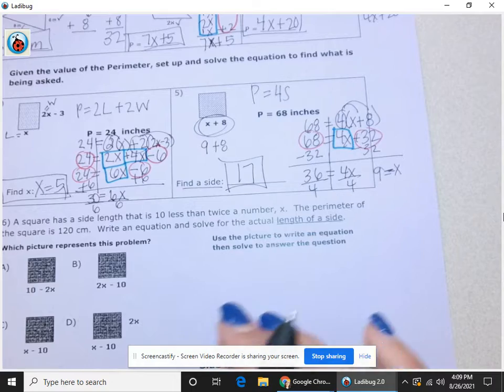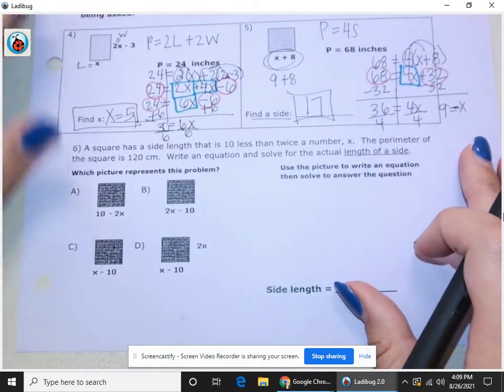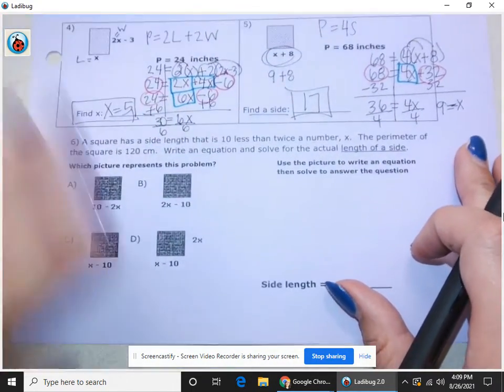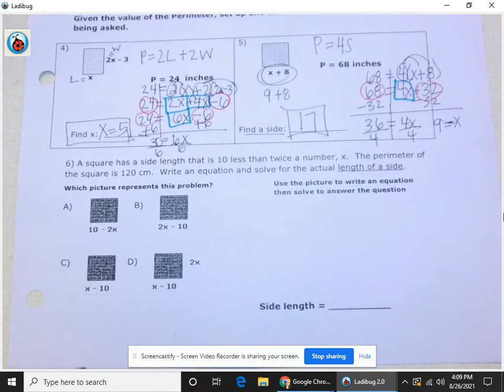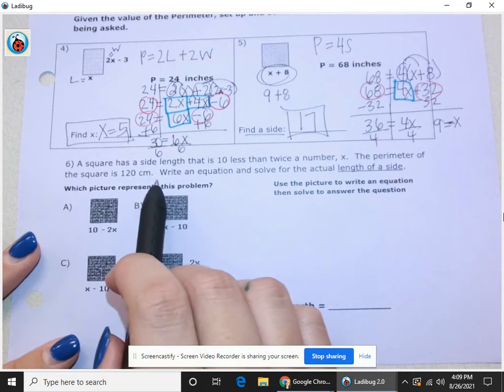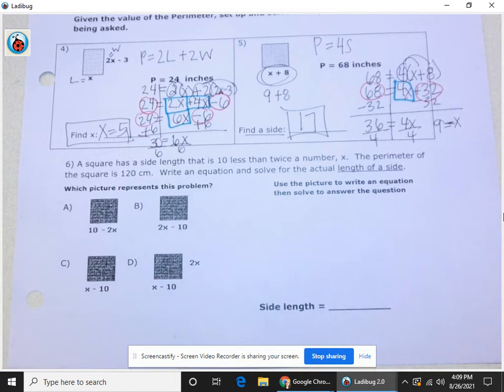Problem number 6. A square has a side length that is 10 less than twice a number X. Okay, the perimeter of the square is 120 centimeters. Write an equation and solve for the actual length of a side.